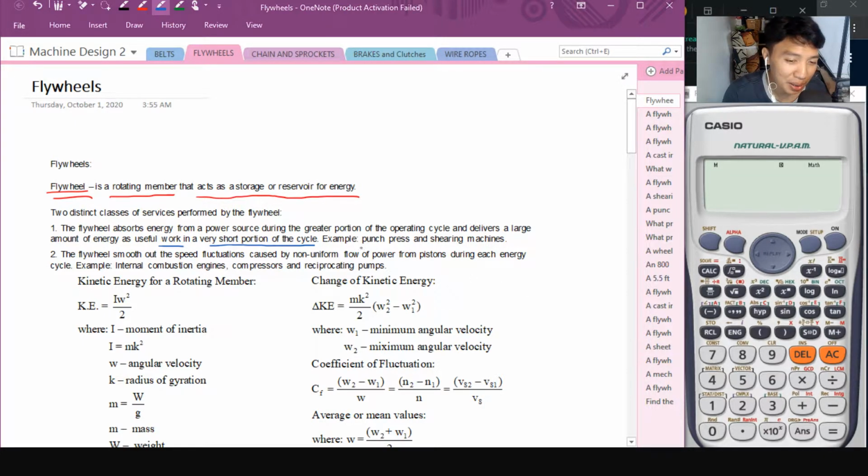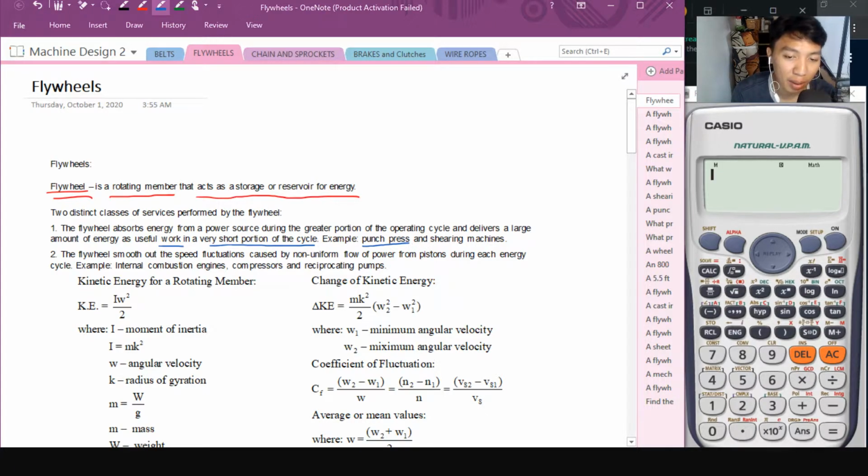So, flywheels are used in order for you to store energy, lalo na dun sa punch press, na kung saan yung rotating member nun, meron din siyang crank. Okay? In order for you to not input too much energy, gamitin mo yung weight. The effects of weight dun sa rotating body, which is flywheel nga.